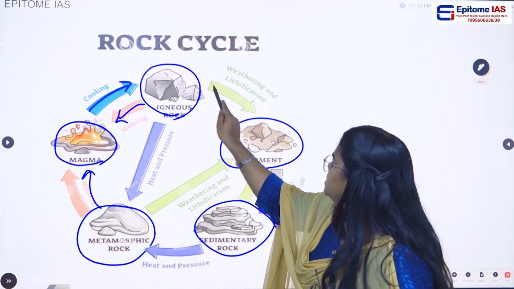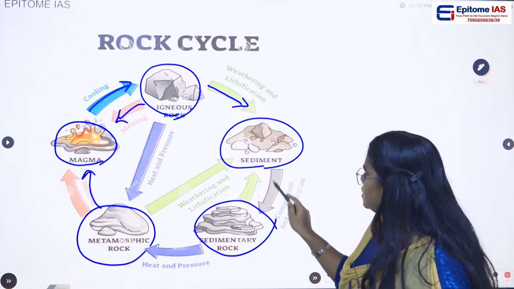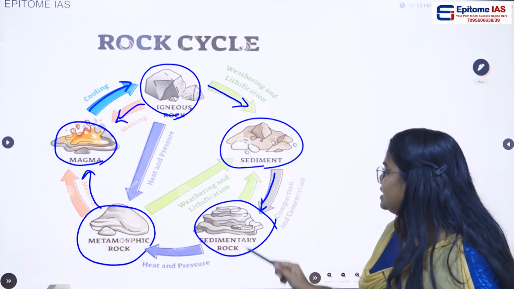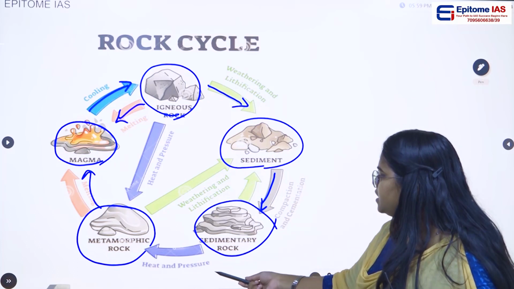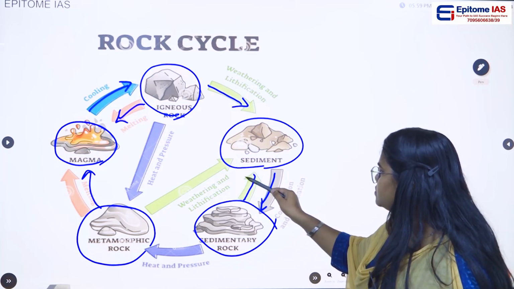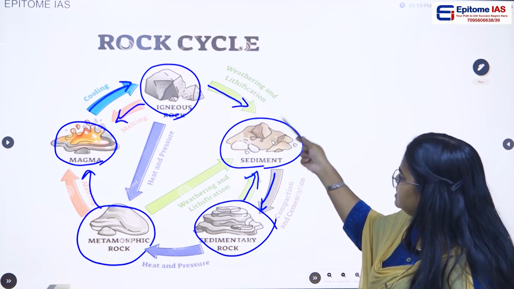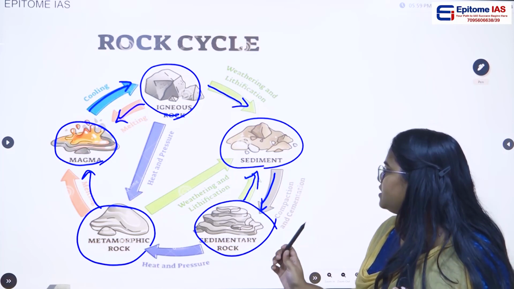Then let's say when we have weathering, sedimentary rocks are formed from the sediments. This sedimentary rock, without going through high pressure and high temperature, when it goes through some sort of weathering, can again become sediment, and this sediment again can become a sedimentary rock. This is also a way.